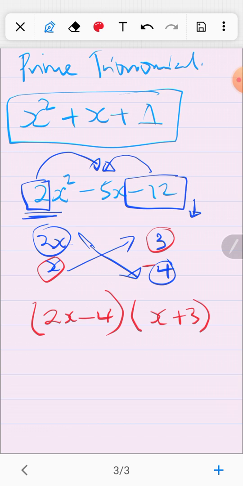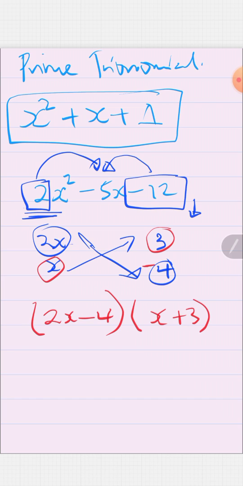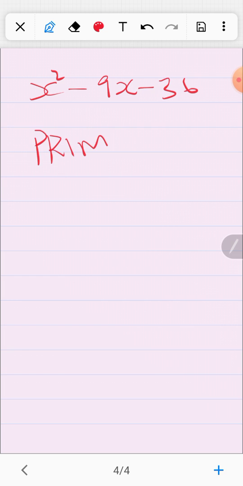Just like that. Now, if I wanted to solve this, we'll do that tomorrow. We'll do that some other time. Don't worry about that now. My very last question for you today is, I want you guys to tell me whether x squared minus 9x minus 36 is prime or not. If it's not prime, factorize it for me and tell me what its factorization is.